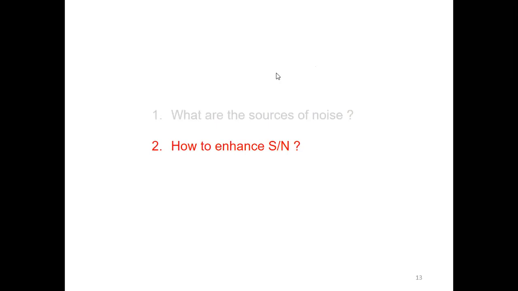Right. So we discussed what the sources of noise are. It may be chemical or instrumental, and instrumental noises also can be classified into different types. Now since we know the sources, we should have an idea how to enhance the signal to noise ratio, right? The main thing is some noises we can eliminate, some noises we cannot eliminate, and there should be a way.